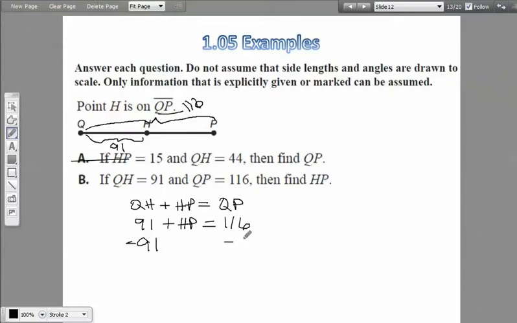So I bet some of you could have done this in your head. I have to remember all my stuff from algebra. So 6 minus 1 is going to give me 5. 11 minus 9 is going to give me 2. Well, that just looks horrible. So my answer is going to be HP equals 25.